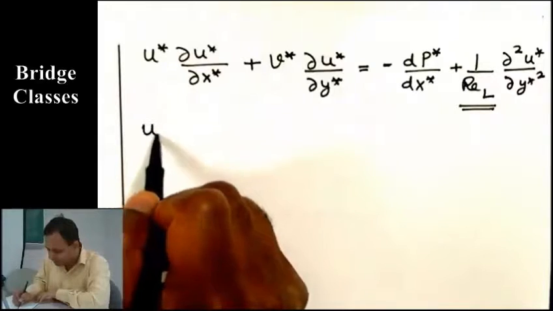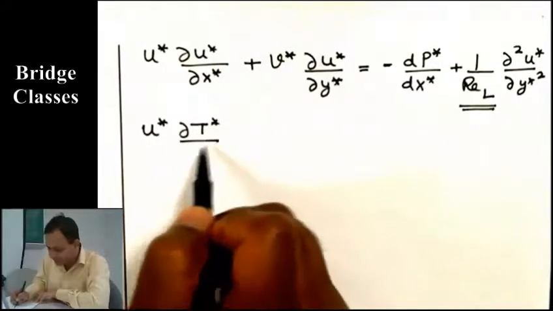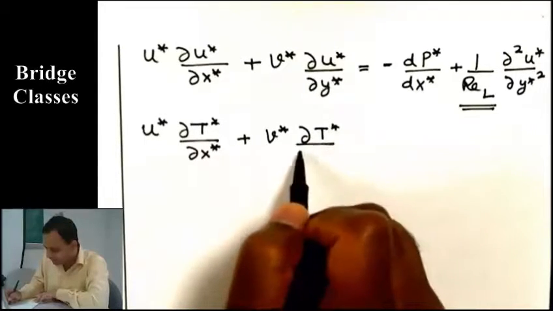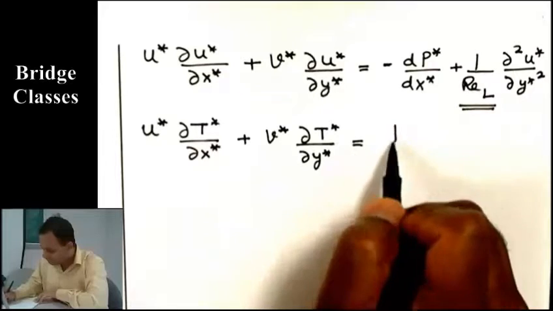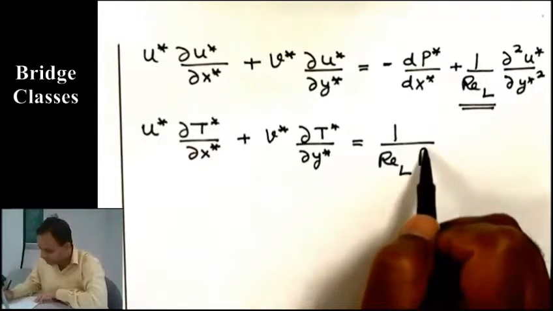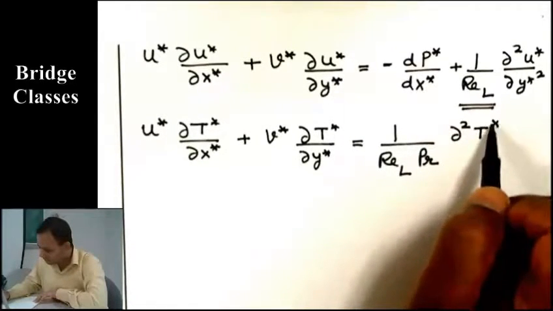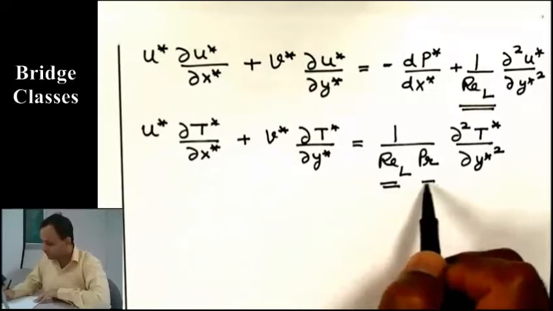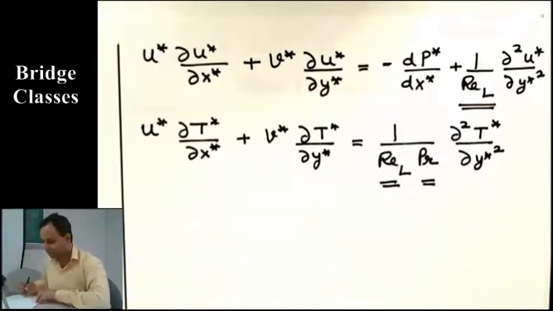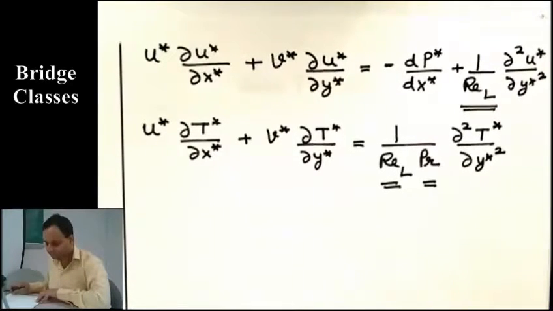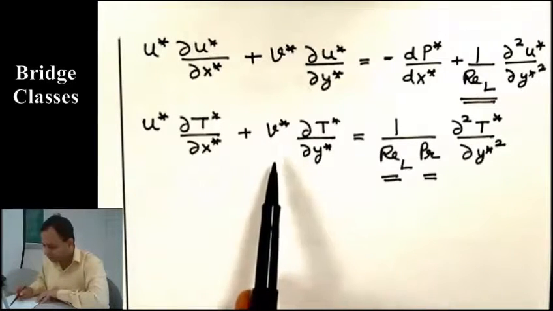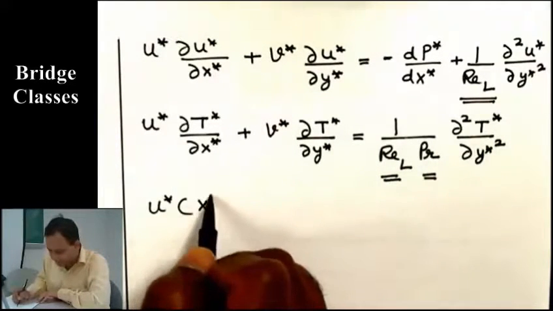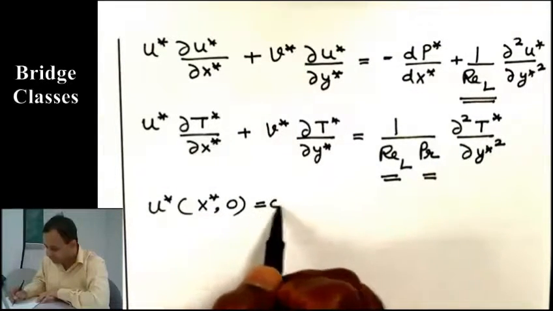And similarly, the non-dimensional energy equation becomes u* ∂T*/∂x* plus v* ∂T*/∂y* equals 1 over Reynolds number based on L times Prandtl number times ∂²T*/∂y*². So we got the Reynolds number and Prandtl number automatically by non-dimensionalizing the boundary layer equations. And we can also write boundary conditions in terms of u*, v*, and T*. Those are just common sense: u* at x* when y is 0 will be 0, because velocity at the wall is 0.